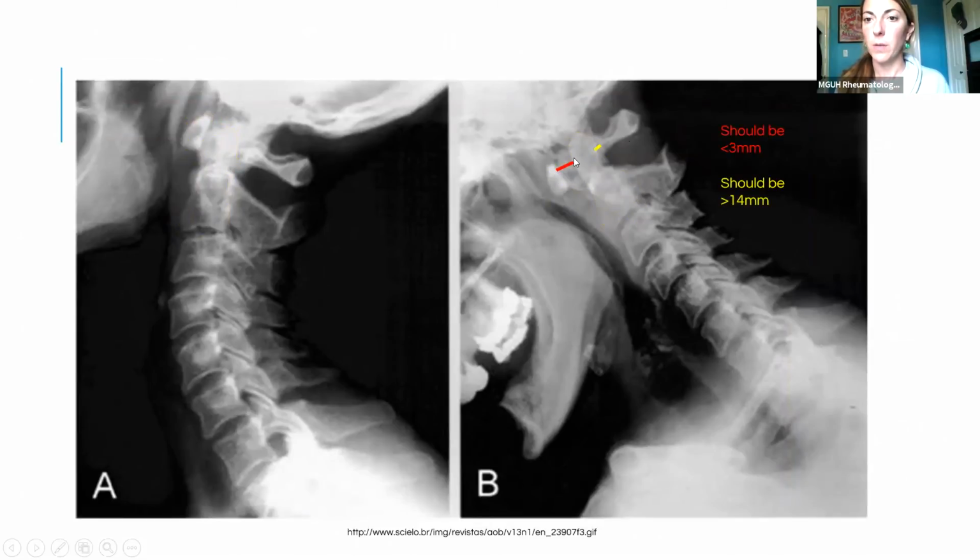So right, this should only be 3 millimeters, and it should stay the same regardless of your position. This should be greater than 14 millimeters. So this person here has atlantoaxial instability, and their anesthesiologist needs to know about that before their surgery.